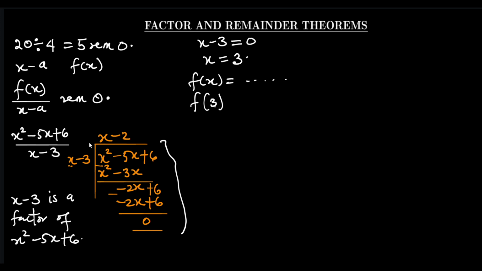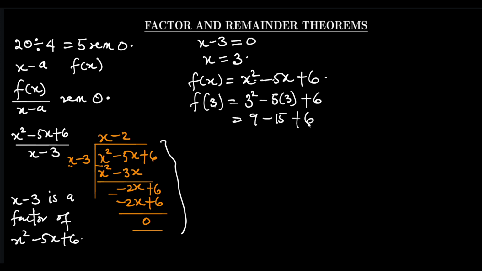Take for instance, in our case, f of x is x squared minus 5x plus 6. So to know the remainder, we substitute 3 into f of x, right? So we have 3 squared minus 5 times 3 plus 6. So this is 9 minus 15 plus 6. Now this is equal to 0. So with this conclusion of f of 3 being equal to 0, we can say that x minus 3 is a factor of x squared minus 5x plus 6.